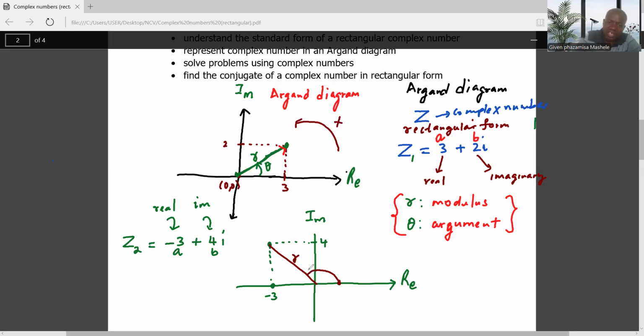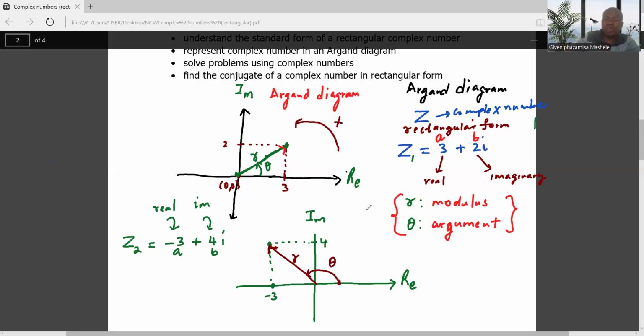So you see that this angle is already bigger than 90. It's bigger than 90, so it's obtuse. So this is the argument. Sometimes it's very important to be able to represent your complex number on an Argand diagram. We'll talk more about this.